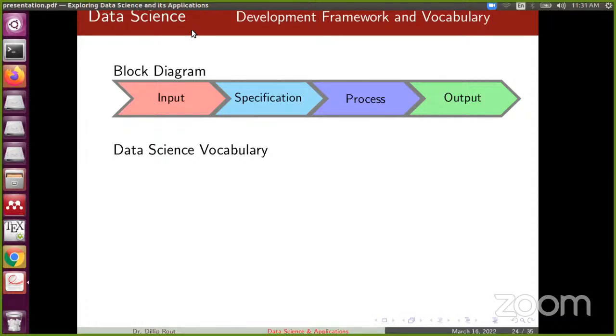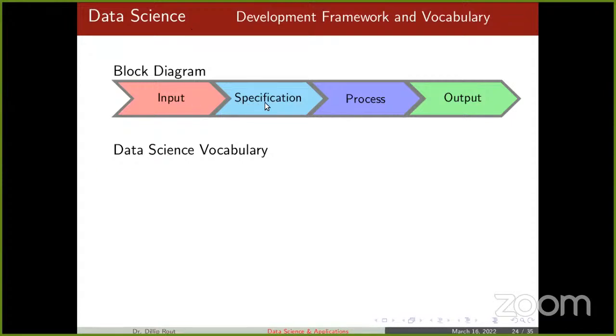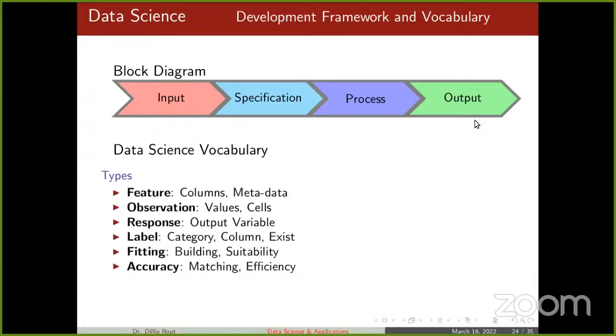There is an input, some specification, then processing, and then the output is given. This is the general format of any programming or any system. So we'll look into the data science vocabulary.